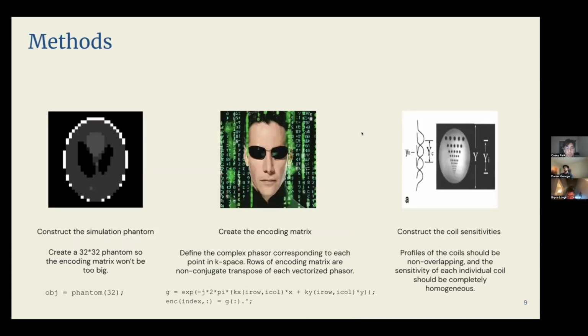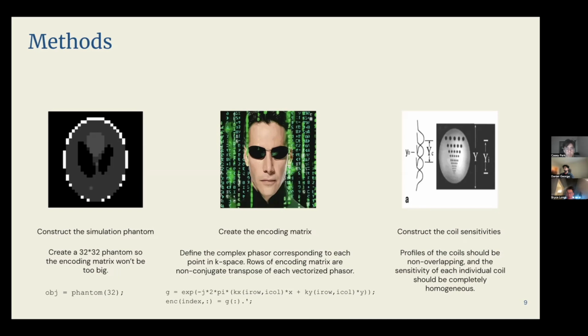Okay, I'm Bryce. I'll be talking about the methods and results we're using. So first, we're going to construct the simulation phantom. We use the MATLAB phantom function, and we create a 32 by 32 phantom so the encoding matrix won't be too big. And second, we're going to create the encoding matrix, and this is adapted from the lecture and the homework. It's the same concept of doing the Fourier transform, and it can better control when we want an undersampled acquisition. We can just skip lines of the encoding matrix and get the undersampled k-space.